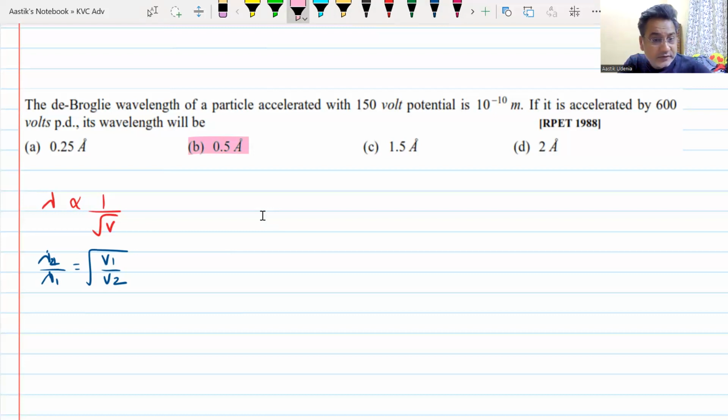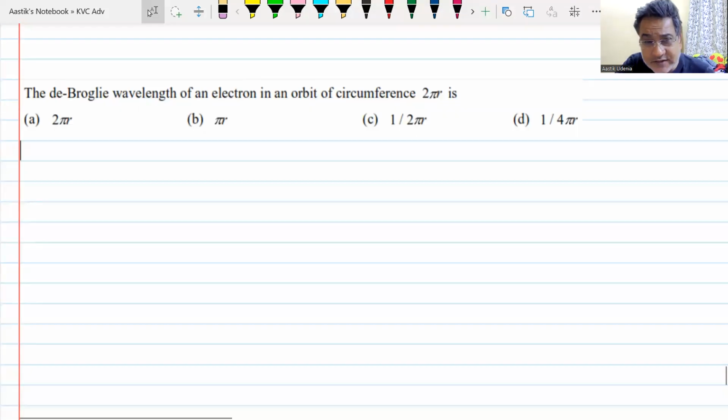Okay, the more the number of questions you do, the better you are, and more is the probability of the same question coming in the examination hall. This is the question. It might look somewhat different, but this is there just to prove a point. I'll give you 2 minutes to give me the answer. What is the de Broglie wavelength of an electron which is moving in an orbit of circumference 2 pi r?